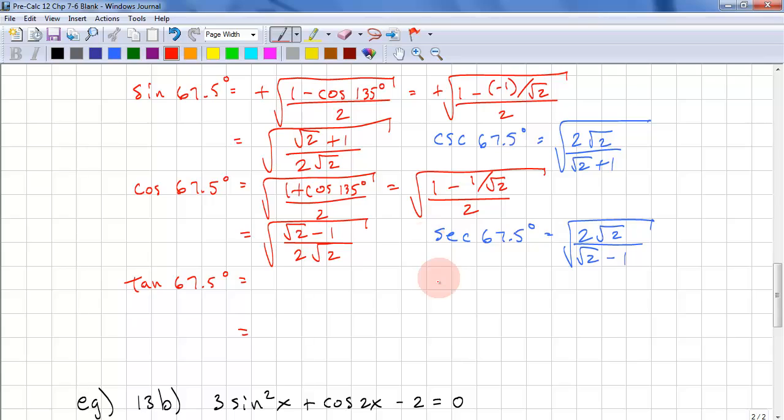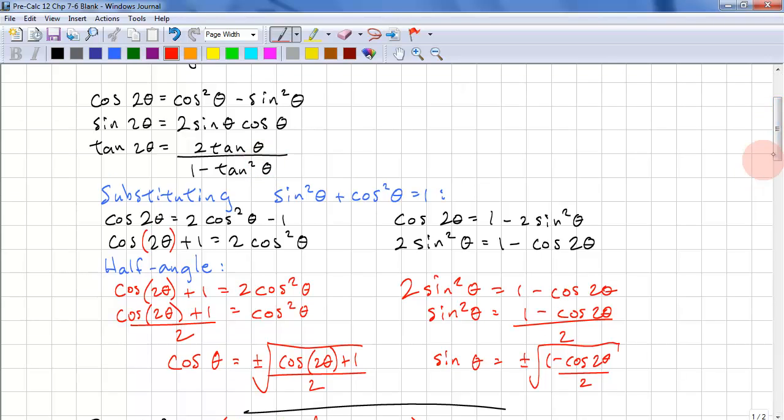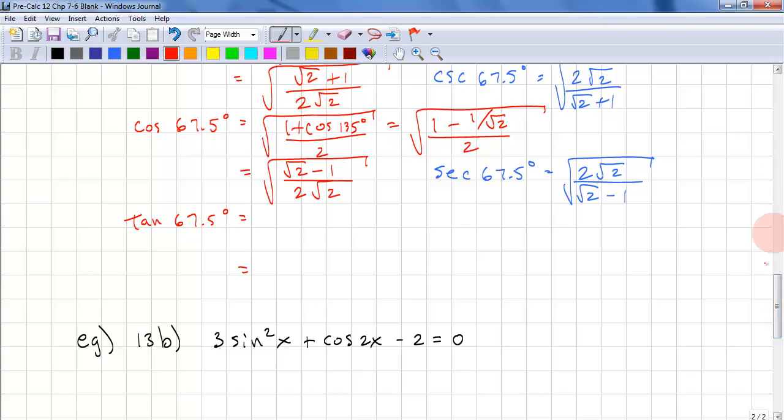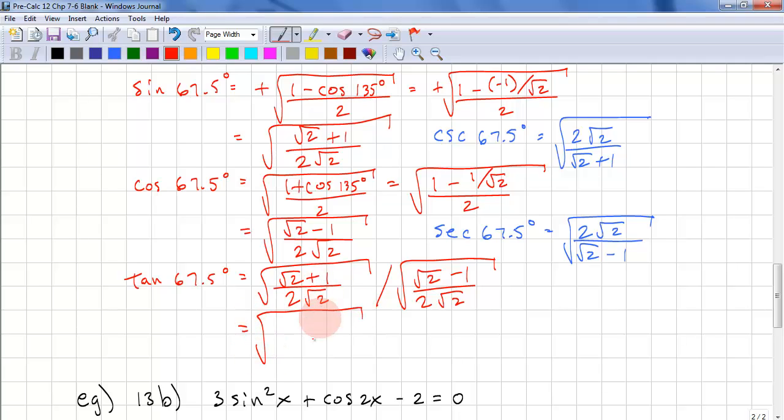Finally, for tangent, we could use the formula here. Or if you prefer, we can just use sine and cosine. So we have square root 2 plus 1 over 2 root 2 divided by square root 2 minus 1 over 2 root 2. And this is simply the square root of root 2 plus 1 over root 2 minus 1. And cotangent 67.5 degrees is the reciprocal. So we have root 2 minus 1 over root 2 plus 1.